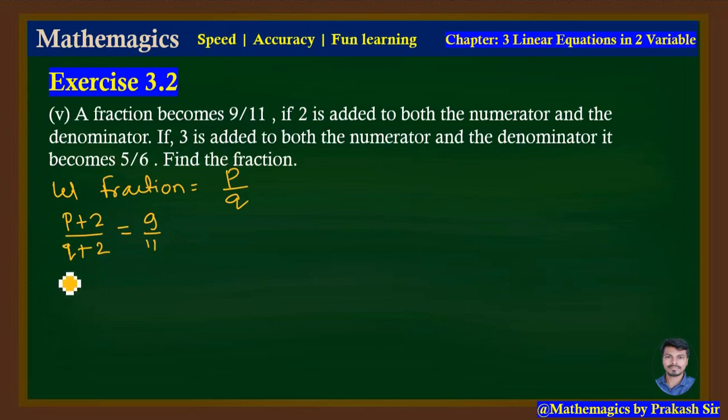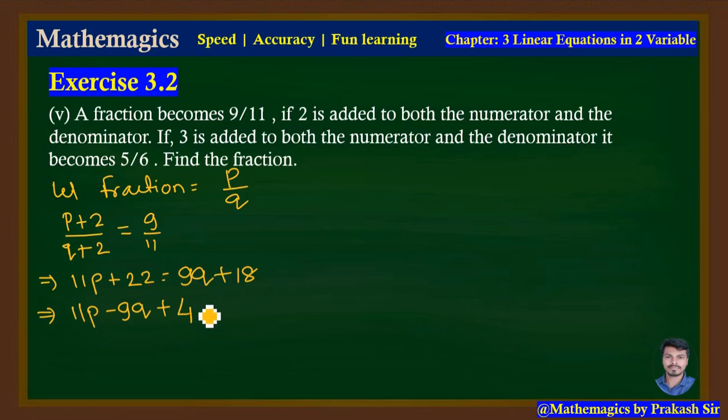So let us solve it first because it is not in standard form. It is cross multiplication. So 11 into p becomes 11p plus 11 twos are 22 is equal to 9 into q becomes 9q plus 9 into 2 becomes 18. So 11p minus 9q plus 18 will come this side, so 22 minus 18 is equal to 4, that is 11p minus 9q plus 4 is equal to 0. So the first equation is already ready.